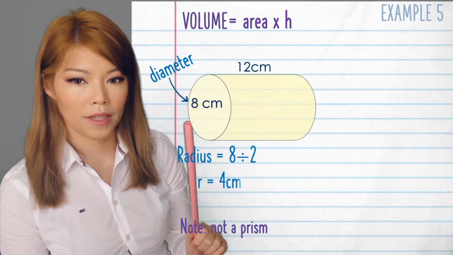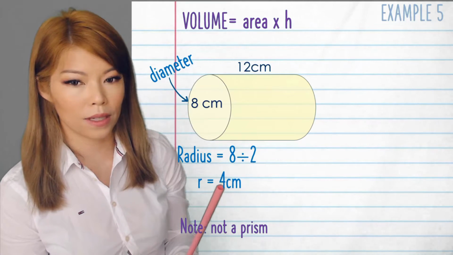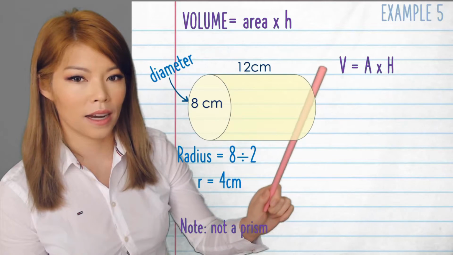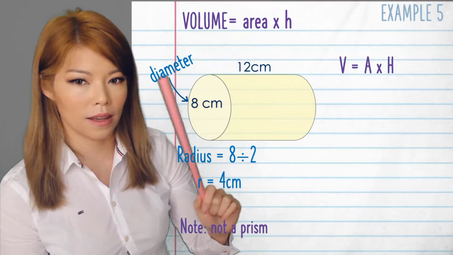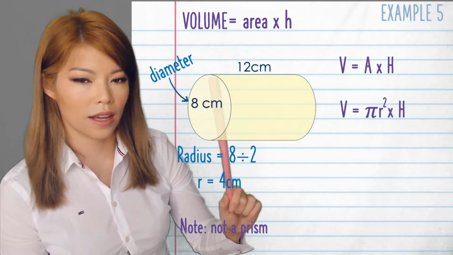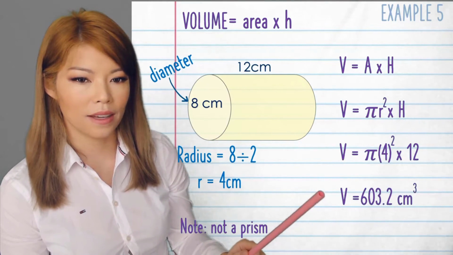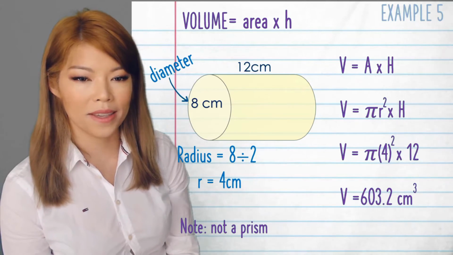So here we have diameter, so the radius has to be divided by 2, which is 4. And now we can do pi r squared times h, the area as pi r squared and h as 12. So r is 4, plug that in. So now we have 603.2 centimeters cubed.